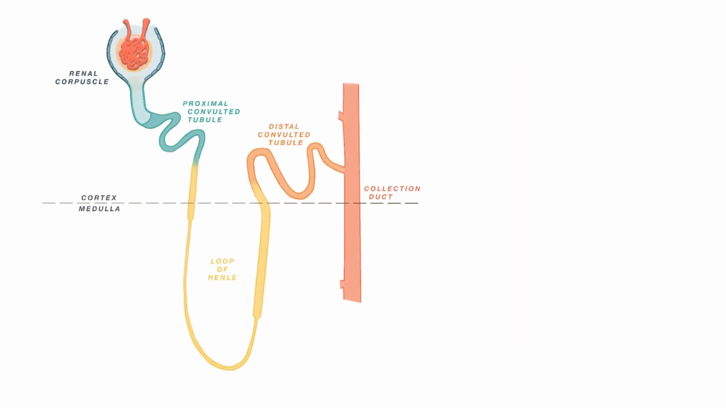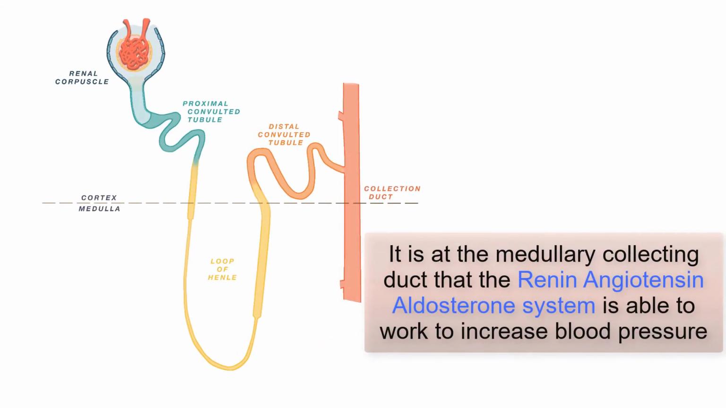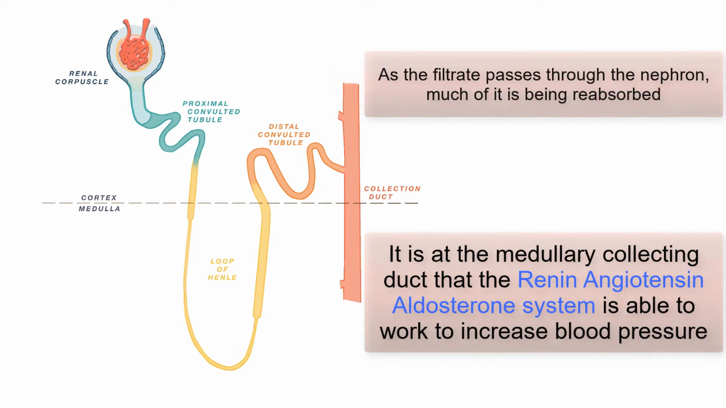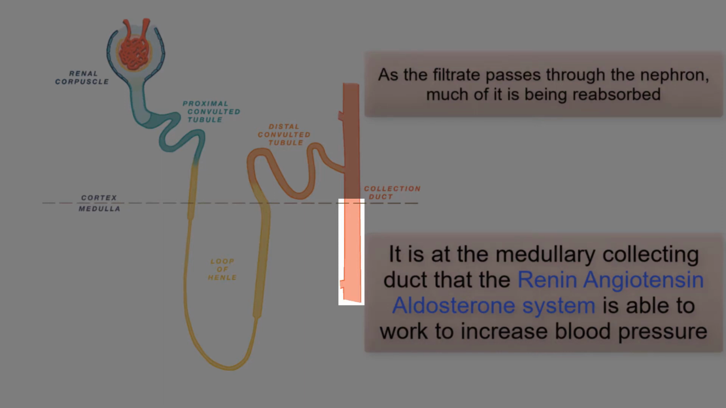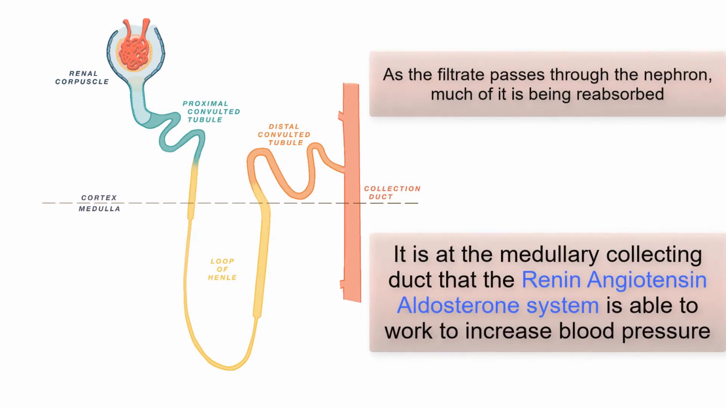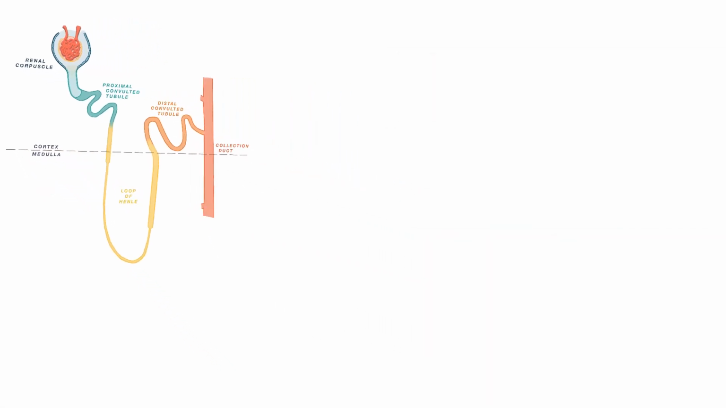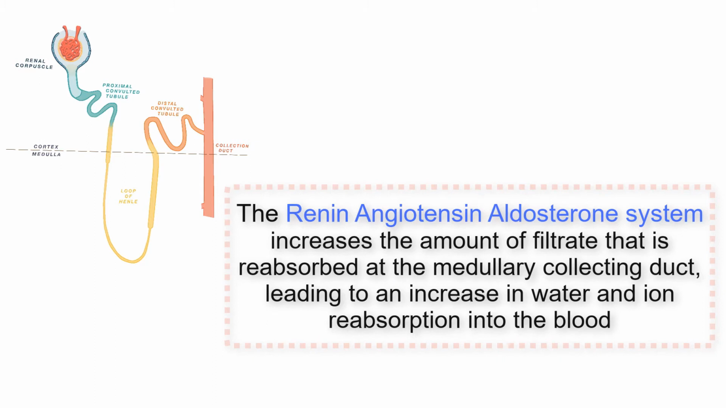It is at the medullary collecting duct that the renin angiotensin aldosterone system is able to work to increase blood pressure. This is because as the filtrate passes through the nephron, much of it is being reabsorbed. When the filtrate reaches the medullary collecting duct, it is the last chance for the filtrate to be reabsorbed before leaving the kidneys for the urinary bladder. The renin angiotensin aldosterone system increases the amount of filtrate that is reabsorbed at the medullary collecting duct, leading to an increase in water and ion reabsorption into the blood.